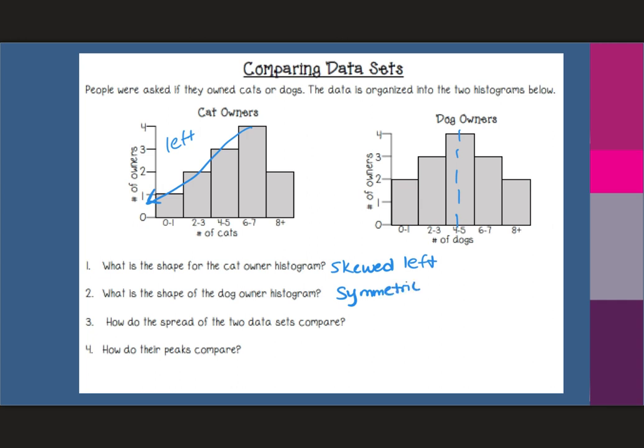All right, how did the spread of the two data sets compare? Well, this is about the same as this. They go 8 in both directions. So we're going to just say they're about the same. And then how do their peaks compare? So they both have 1, right? So we'd say they both have 1, which means they're both unimodal.